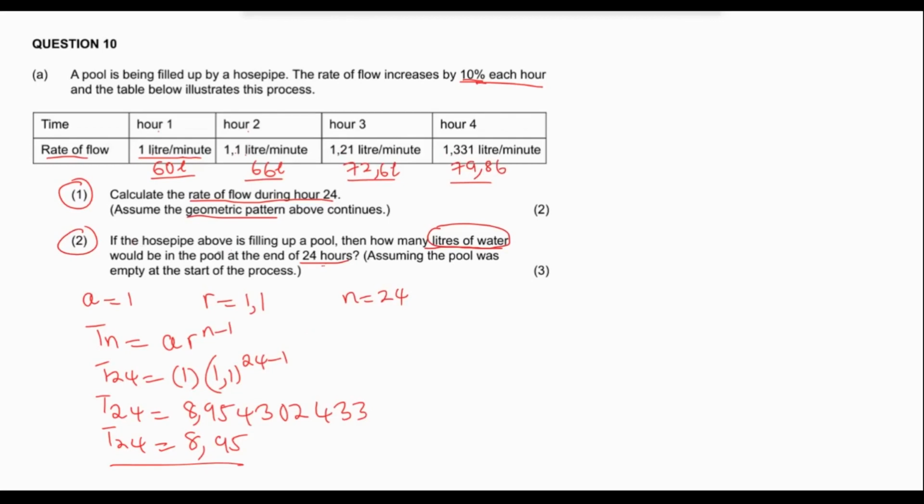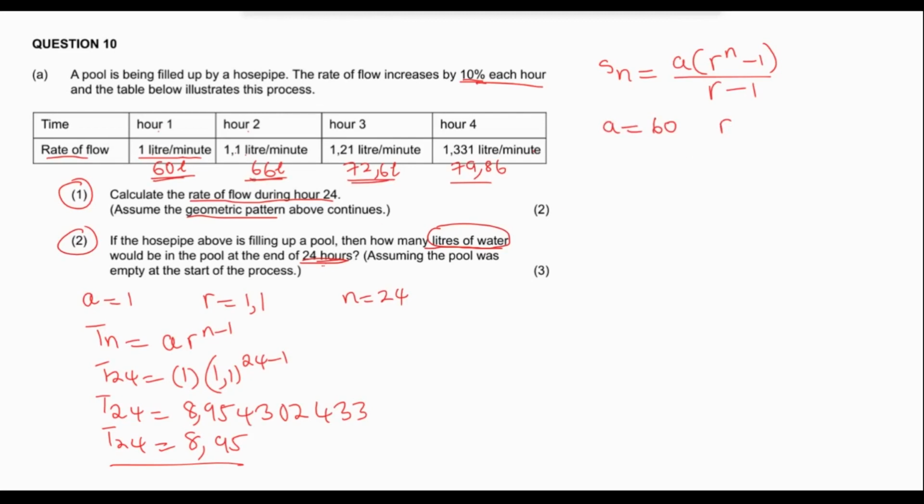The question says, if the hose pipe above is filling up a pool, then how many liters of water will be in the pool at the end of 24 hours? So it means you're finding what? The sum of these terms here. This is a geometric series. So we're going to use the formula Sn is equal to a(r^n minus 1) over (r minus 1). And then we're looking at the liters, not the rate, the liters. So a here is equal to 60.